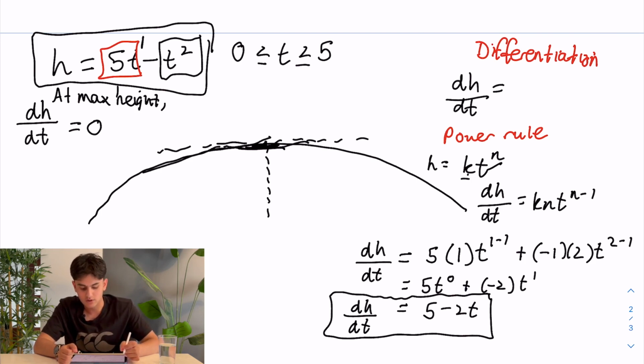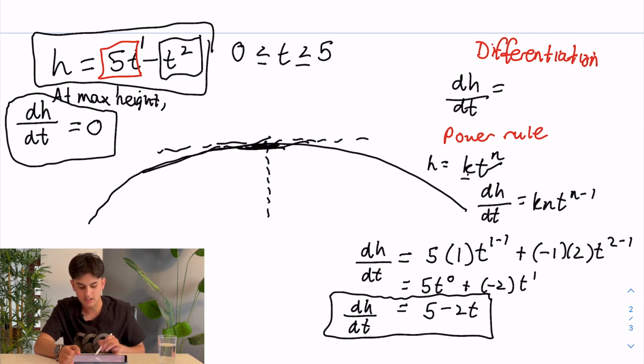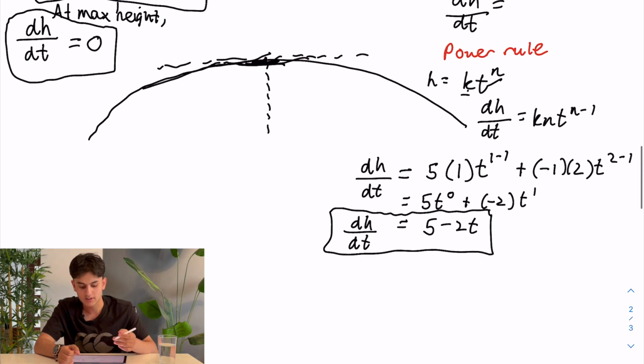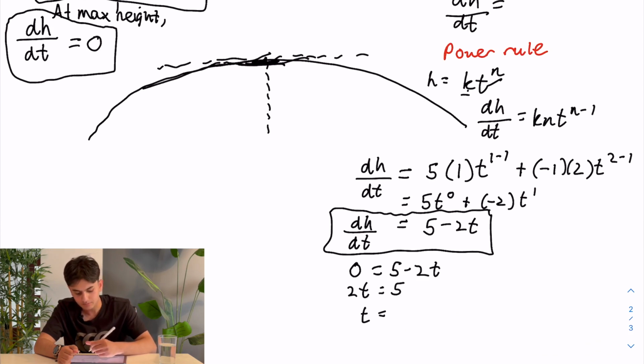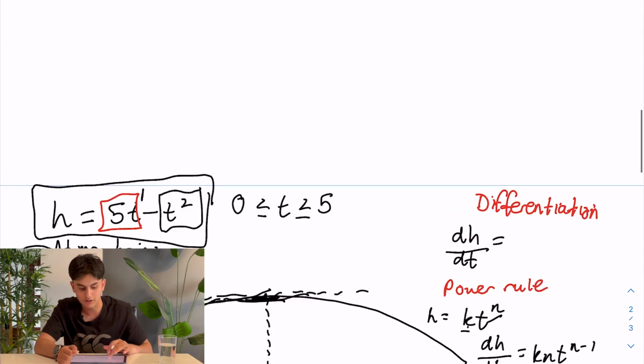So all that's left to do now is find, okay, when does that happen? We know that at the max height, the instantaneous rate of change in the height is going to be 0. So what we can do is just solve for when dh on dt is 0 to get our time when the max height happens. So 0 equals 5 minus 2t. So therefore 2t equals 5, and then t equals 2.5 seconds. So you can see that we get the same solution as earlier, t equals 2.5 seconds.